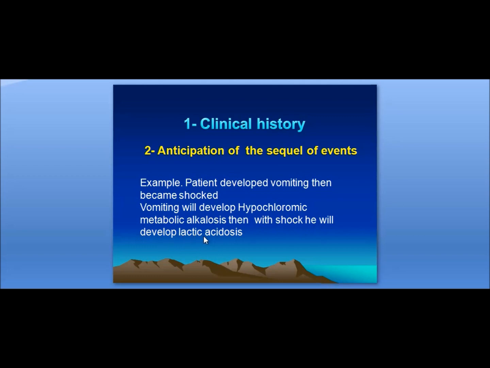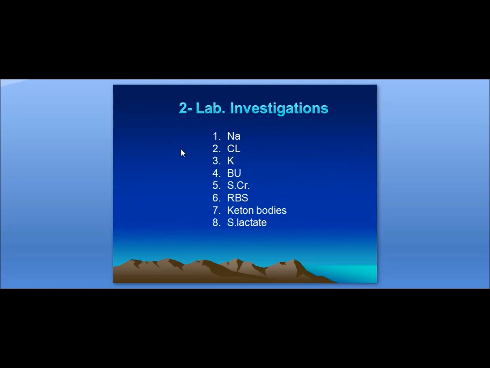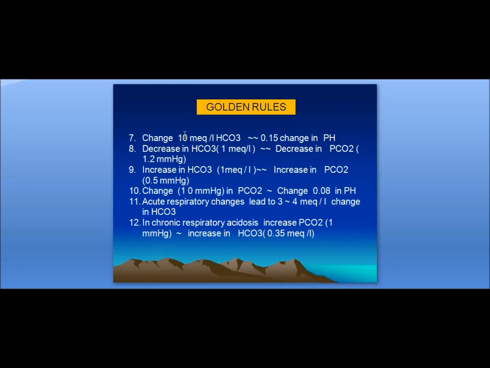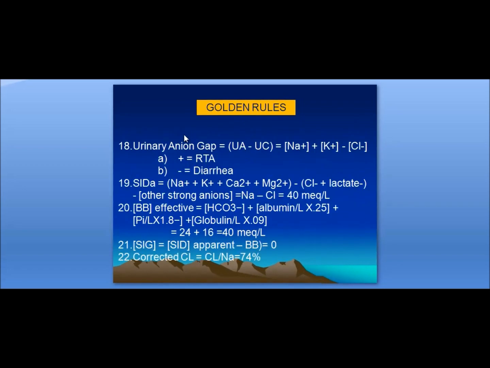Lab investigations, you should study sodium, chloride, potassium, BUN, serum creatinine, random blood sugar, ketone bodies, and serum lactate. Then come to the ABG chart to study it, to see the values. For the calculations of the calculated items, don't forget these formulas, these equations. I collected it in the form of golden rule in these 4 slides. You should know it by heart.